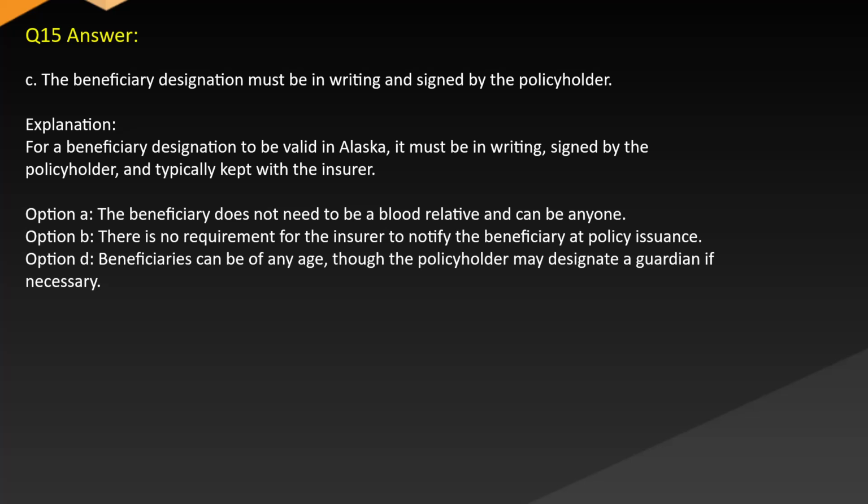Option A. The beneficiary does not need to be a blood relative and can be anyone. Option B. There is no requirement for the insurer to notify the beneficiary at policy issuance. Option D. Beneficiaries can be of any age, though the policyholder may designate a guardian if necessary.